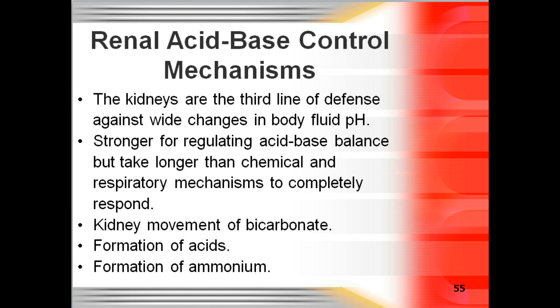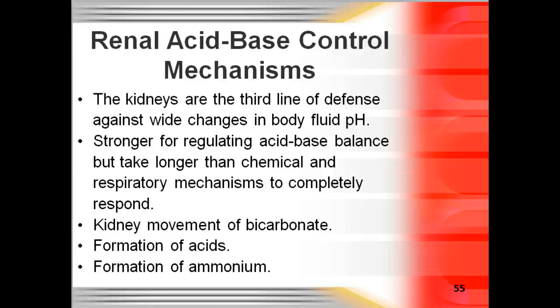Okay. With renal acid base control mechanisms, the kidneys are the third line of defense against wide changes in body fluid pH. They are stronger for regulating acid base balance, but take longer than chemical and respiratory mechanisms to completely respond. Usually the kidneys kick in when something has been going on for quite a while. They're not as fast at reacting as hyperventilation. Respiratory is usually one of the first, faster lines of defense.